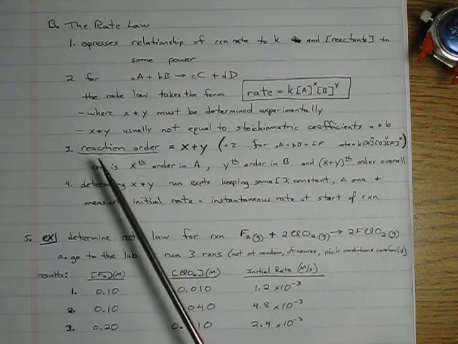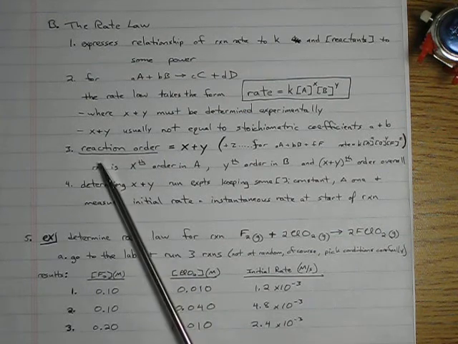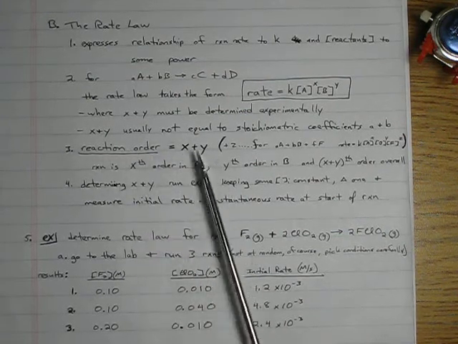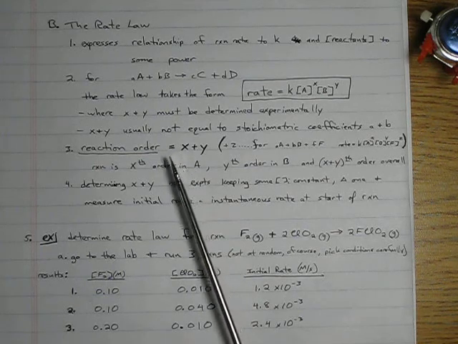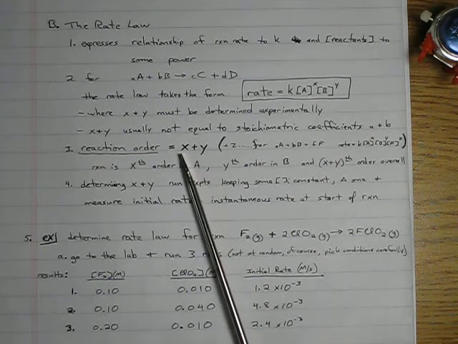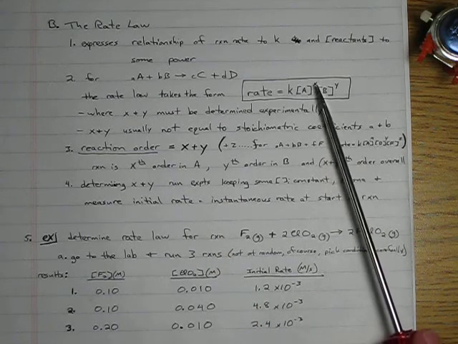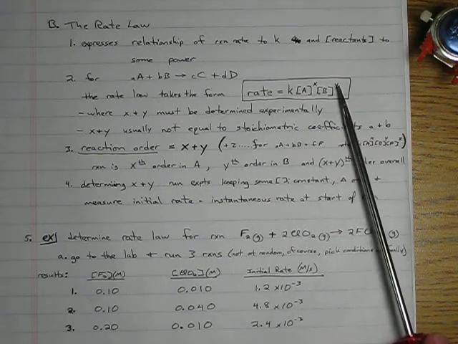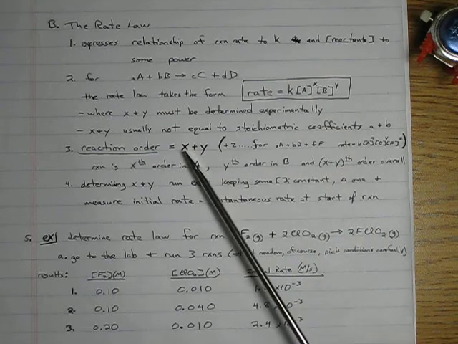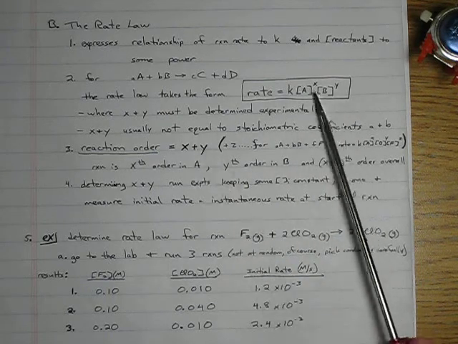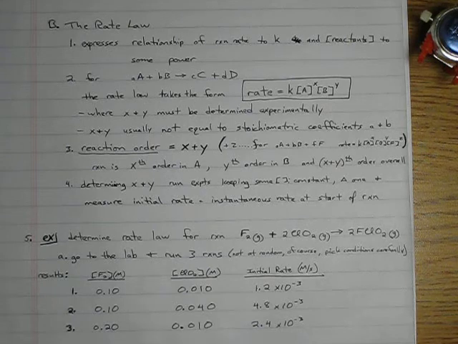Let's look at some more terminology here. When we look at X and Y, each one of X and Y is called an order. So A is to the order X, B is to the order Y. But if you add the X and Y together, you get the reaction order, the order of the whole reaction.